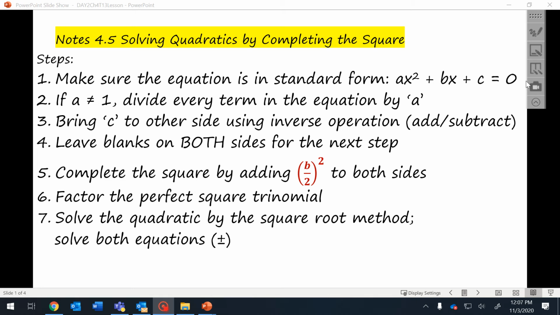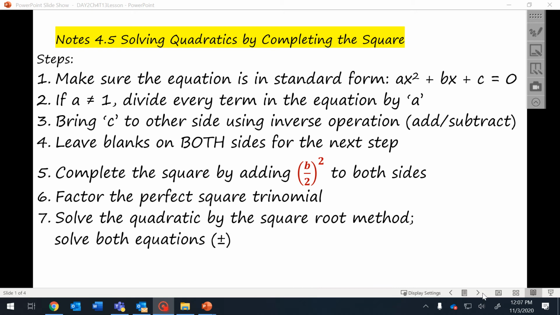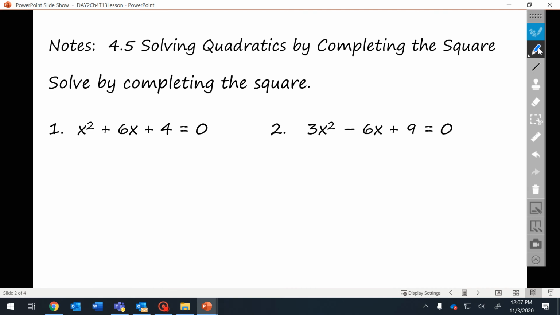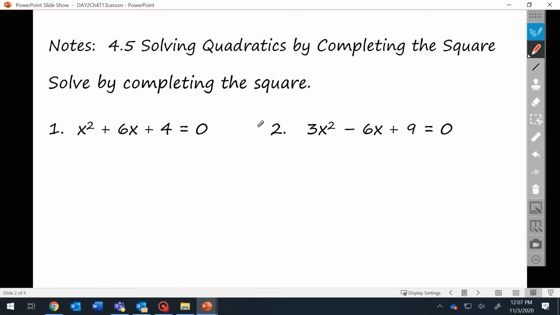So if it's in the form ax squared plus bx plus c equals 0, we'll go through these steps in an actual problem. So number one, the first step would be to recognize what a is and then divide everything by the a value. But number one doesn't have an a value, so we don't need to do that. The second step is going to be to bring the c value to the other side. So we see that 4 is the c value, so we want that on the other side because we don't need that on the left side.